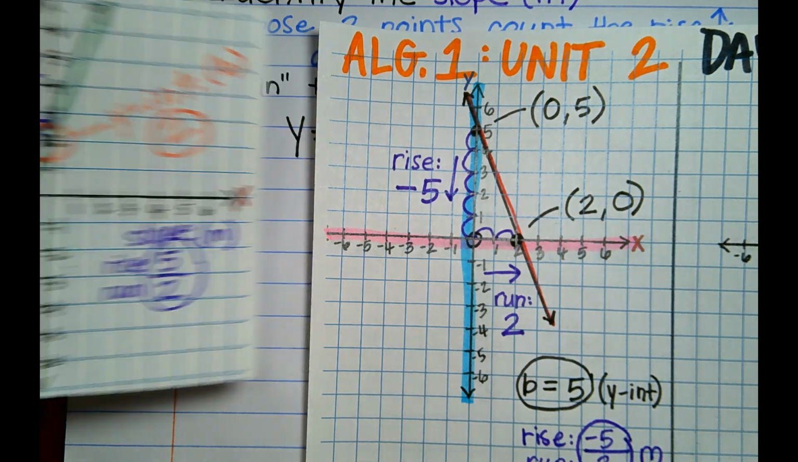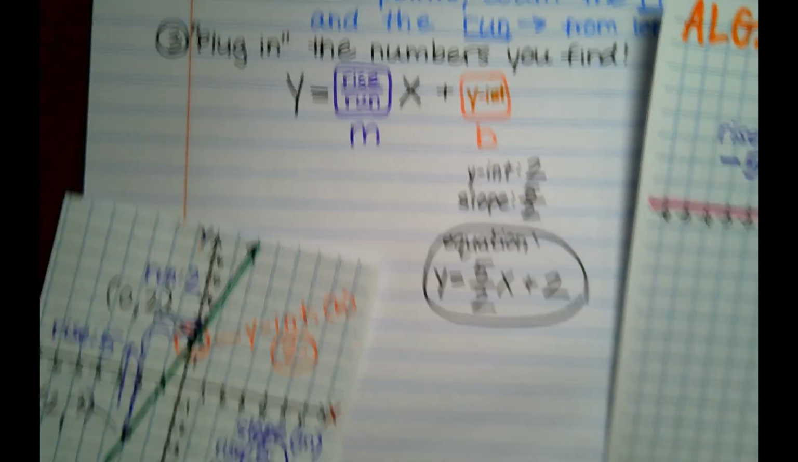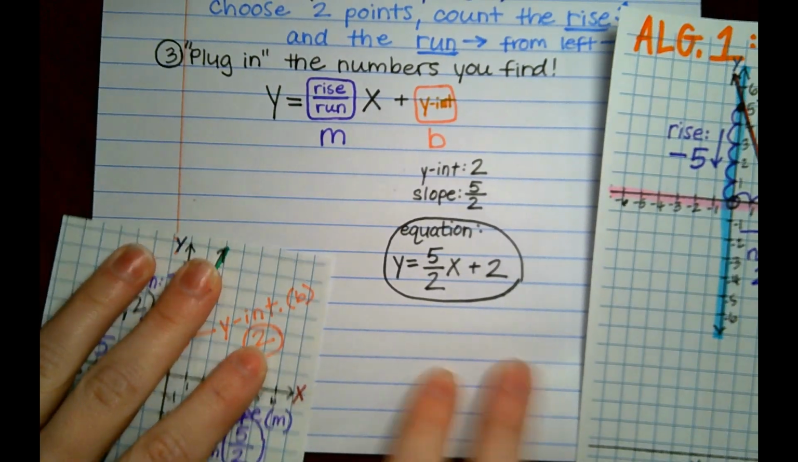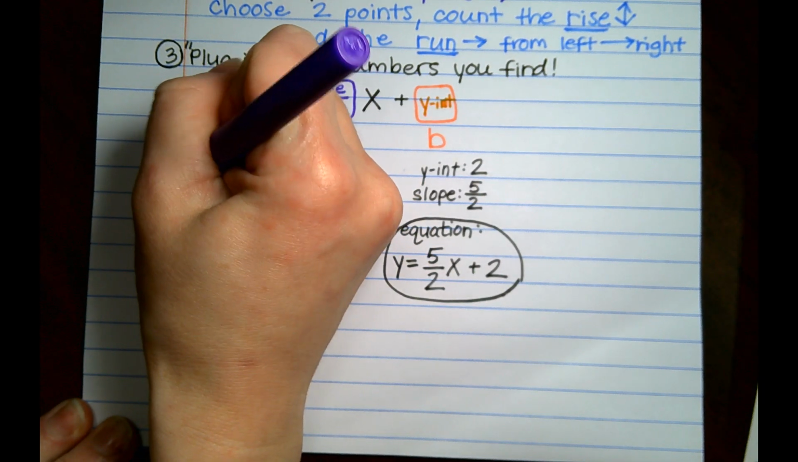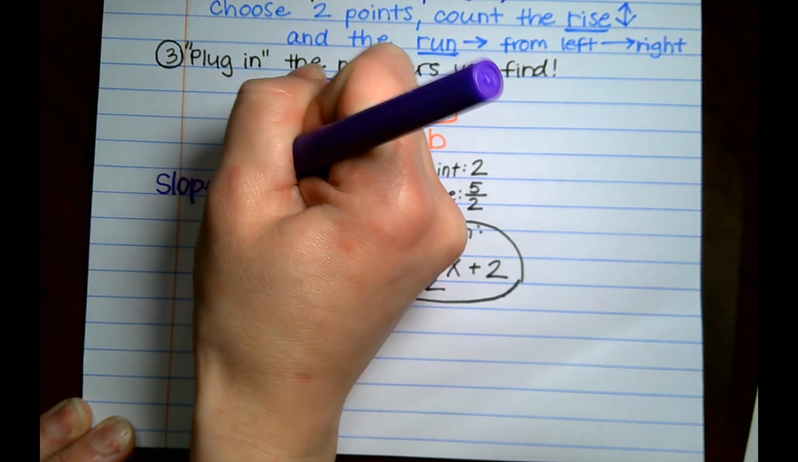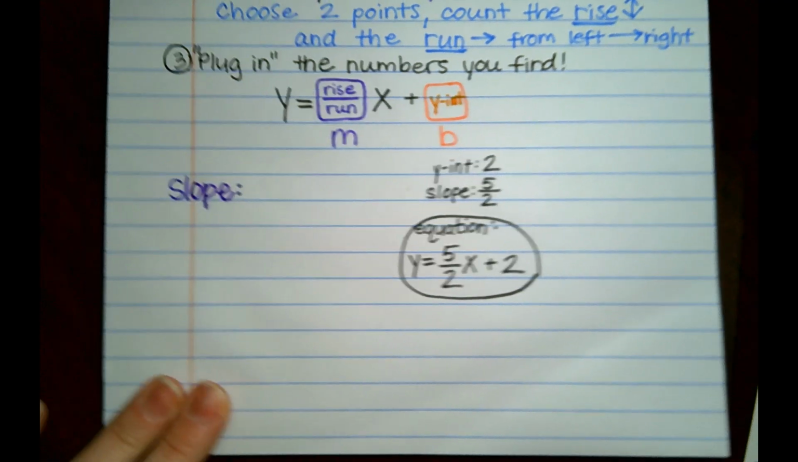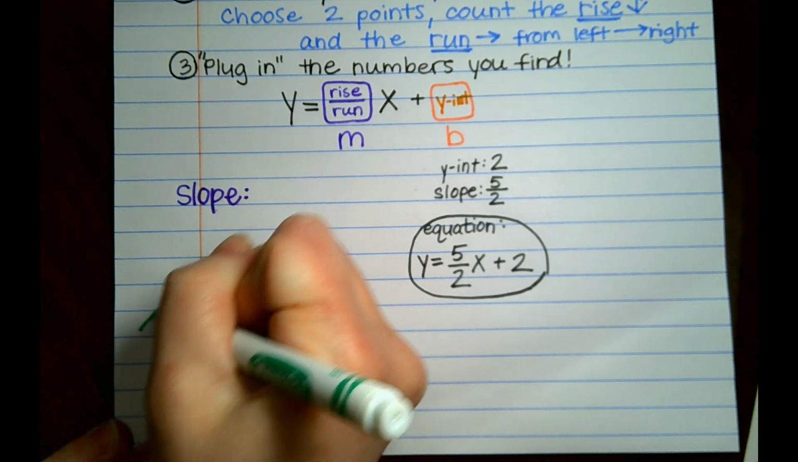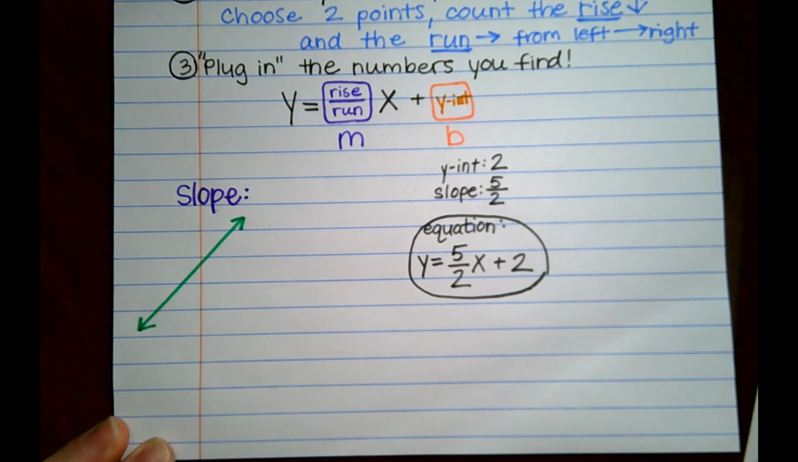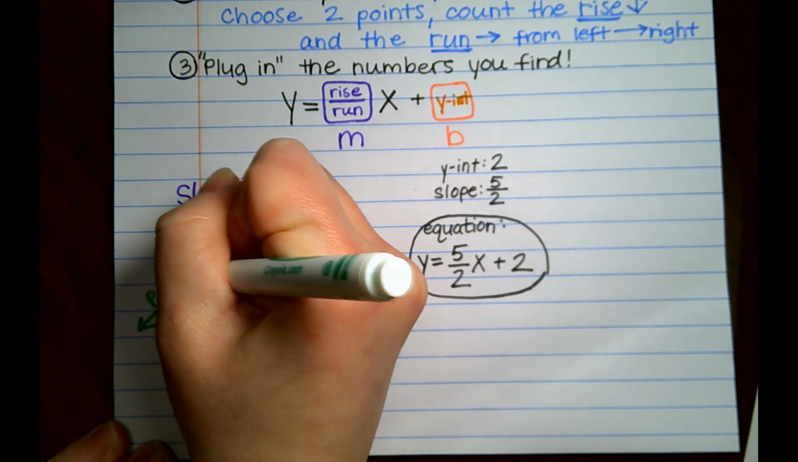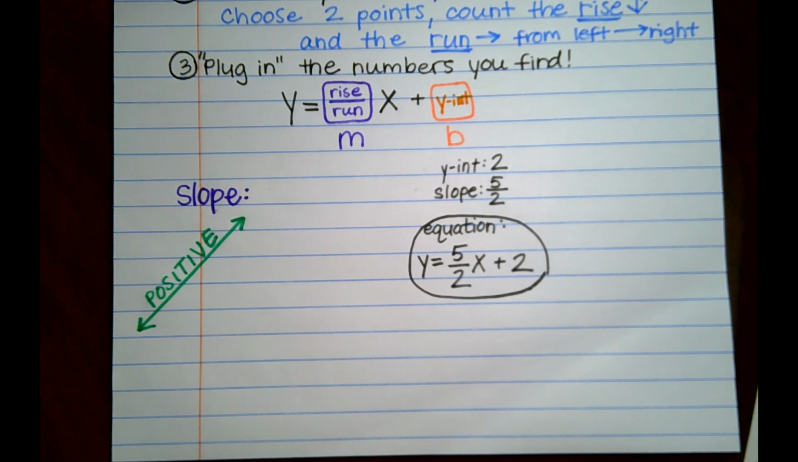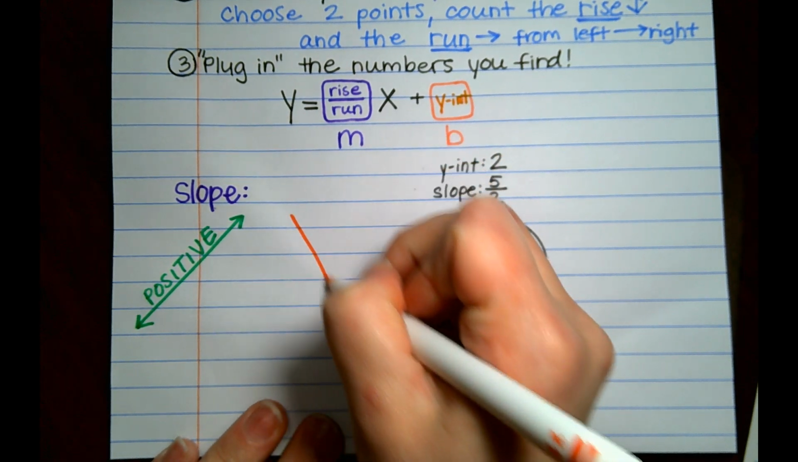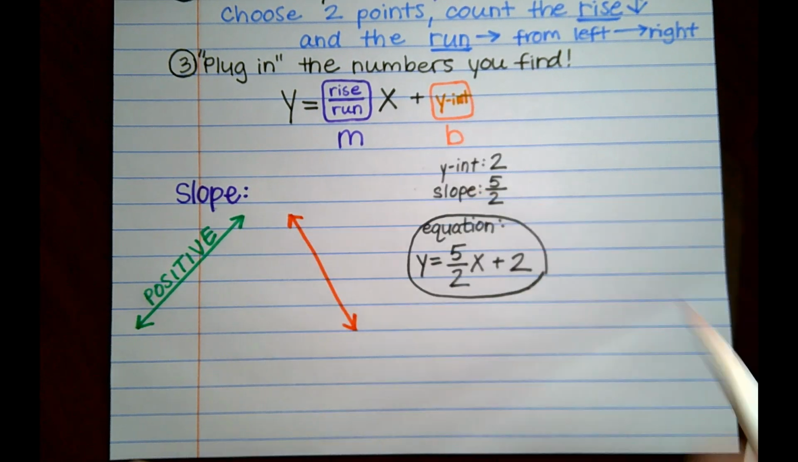So that might be a nice thing to add in as a note down here about slope. So slope, I'm going to say this is what a positive slope looks like. This is what a negative slope will look like.